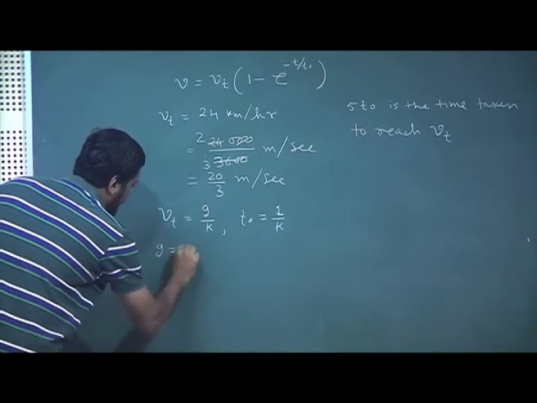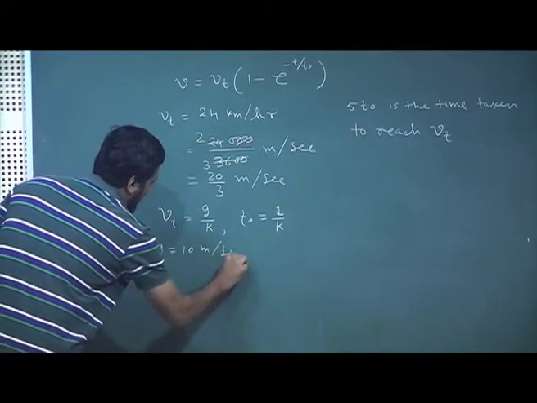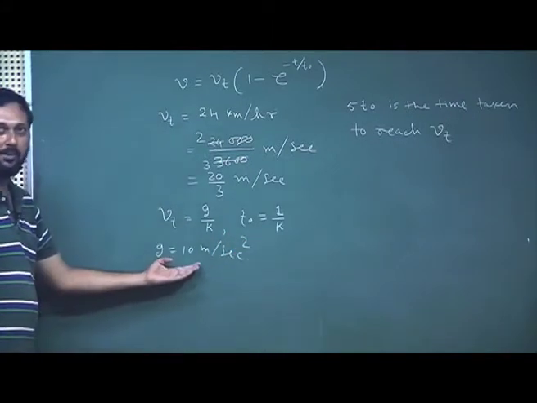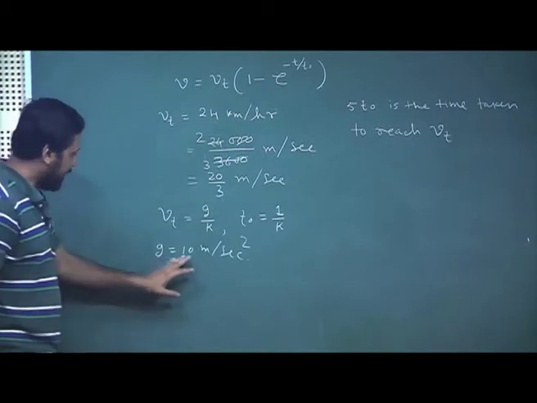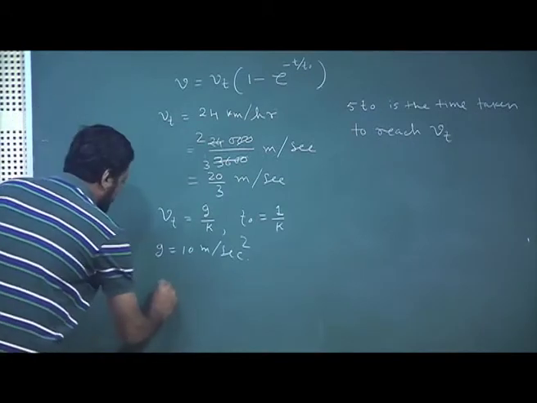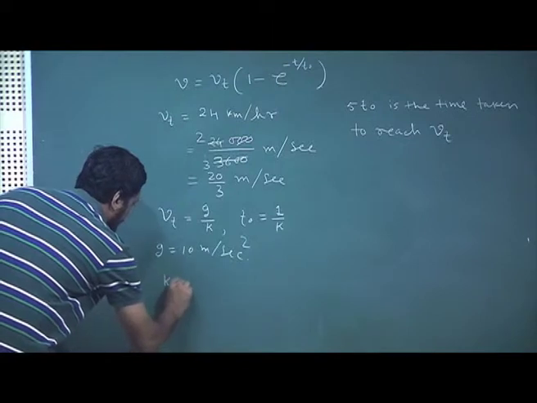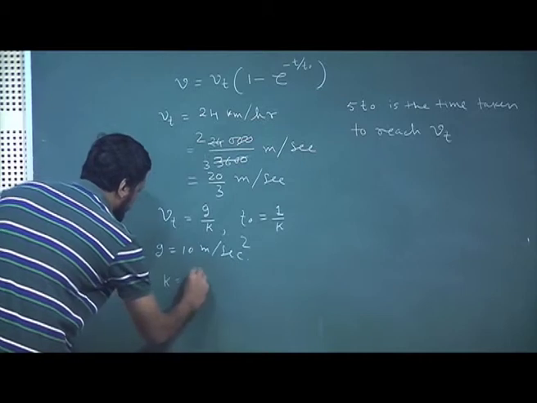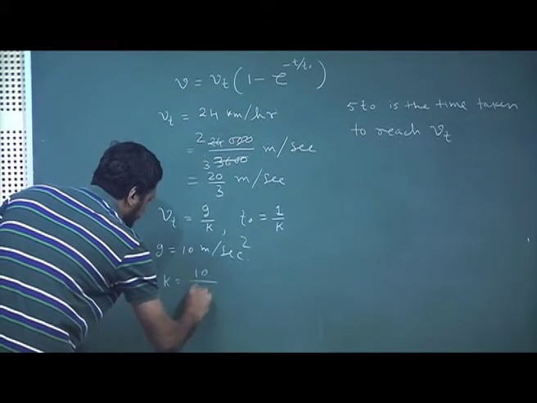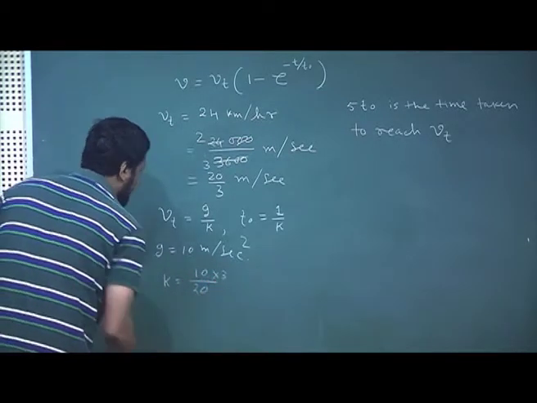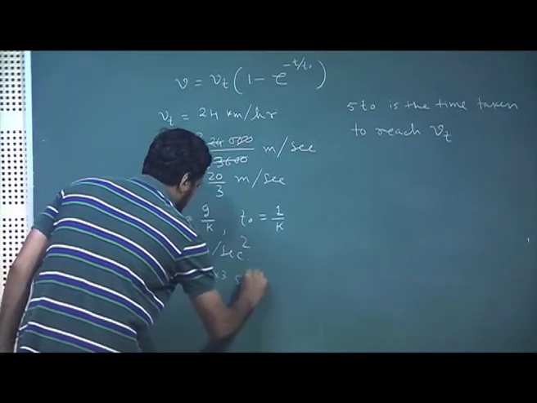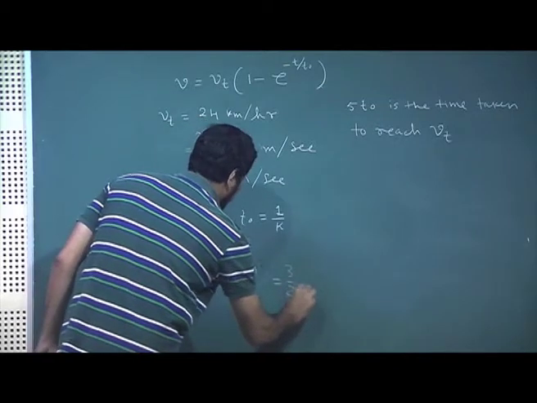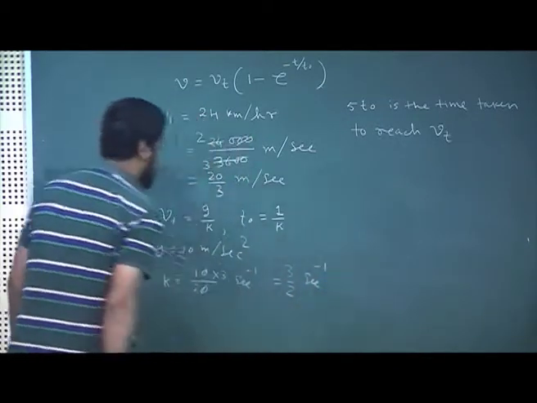We know that g is equal to 10 meter per second square. We are assuming that g is equal to 10 meter per second square. It could be 9.8 meter per second square, but just for simplicity I am taking 10 meters per second square. So, that will give you k equal to, this is 20 by 3. So, it will be 10 divided by 20 into 3 second inverse. So, essentially it will be 3/2 second inverse.